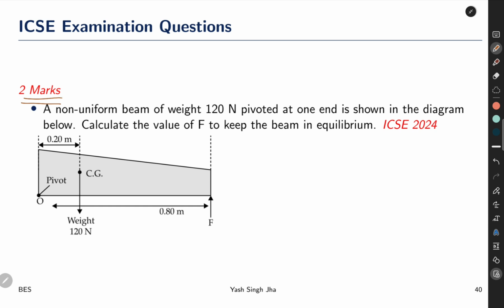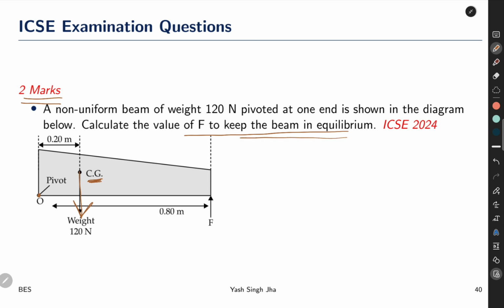There is a beam of weight 120 Newton, and they have also shown us where the center of gravity is. The center of gravity is here, and the weight is 120 Newtons. The pivot is at point O. Pivot is basically the point of rotation where the body rotates. Calculate the value of F to keep the beam in equilibrium.